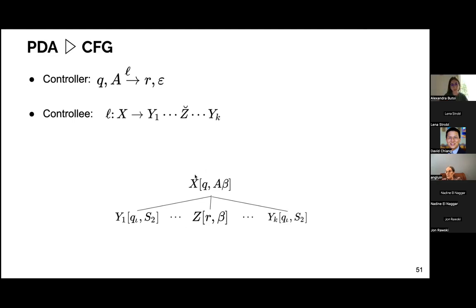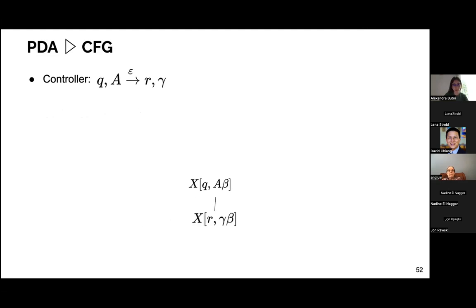If you have a node labeled with X, which is augmented with the configuration Q, A, beta, then its children are Y1 to YK, and among them there is Z, which gets the new configuration of the controller, and all the other symbols get the initial configuration of the controller.